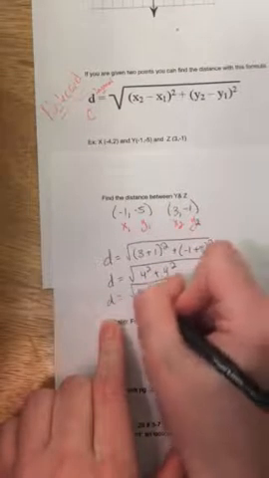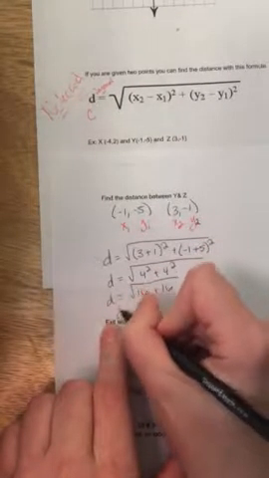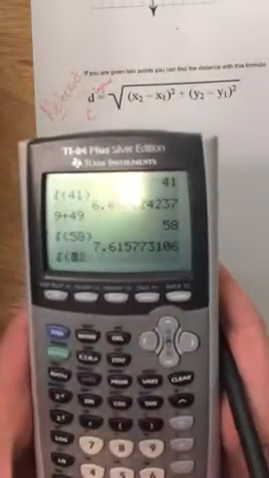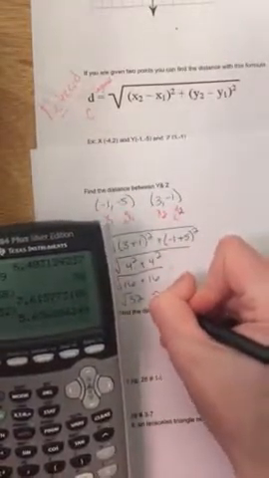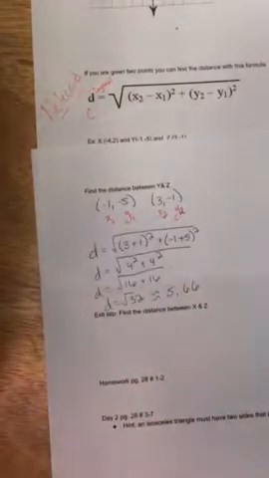So I get D equals the square root of 16 plus 16. So I get D equals the square root of 32. And again, that's not a perfect square. We're going to get some sort of decimal. So this is approximately 5.66, we'll say.